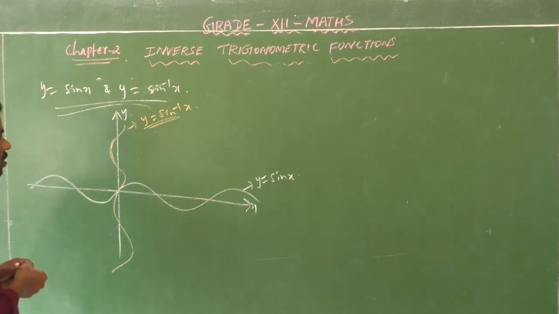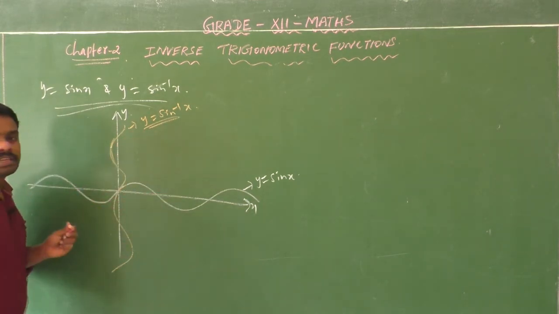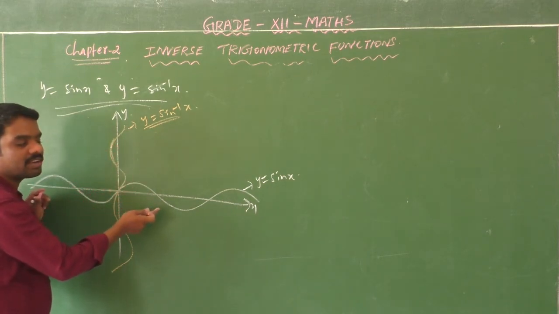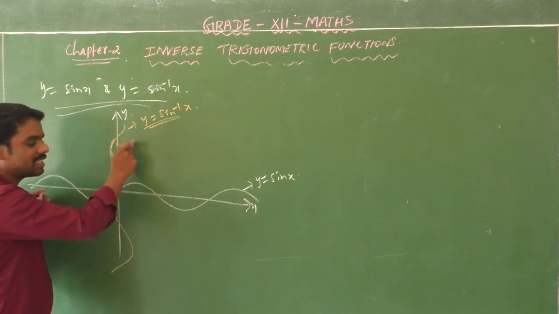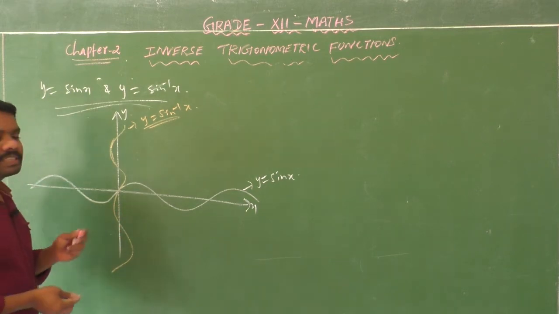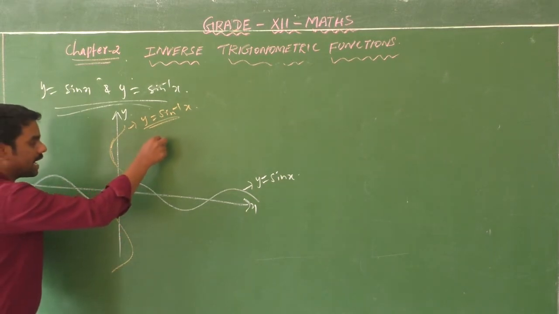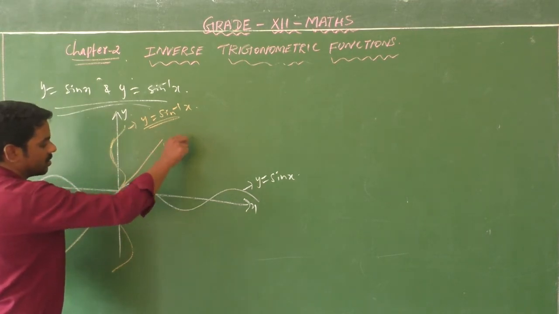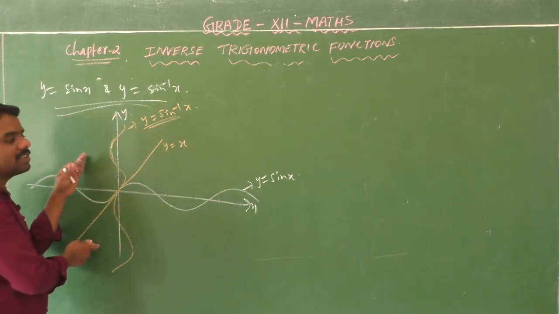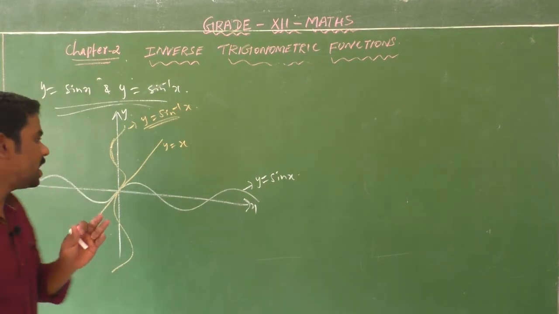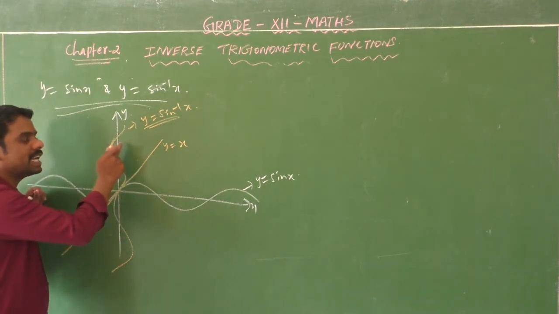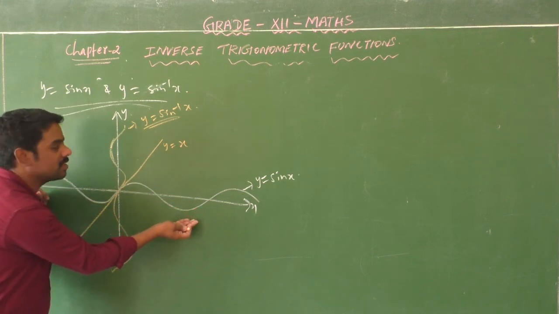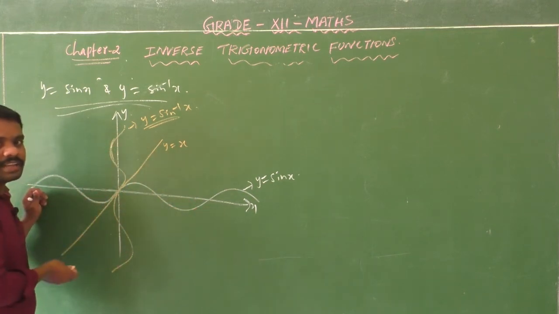Okay, listen, these two curves, y equal to sin inverse x and y equal to sin x. The y equal to sin inverse x curve is the mirror image of y equal to sin x, symmetric about y equal to x. This is y equal to x. So these two curves are symmetric about y equal to x. The curve y equal to sin inverse x is the mirror image of y equal to sin x, and y equal to sin x is the mirror image of y equal to sin inverse x. Okay, right. Same.